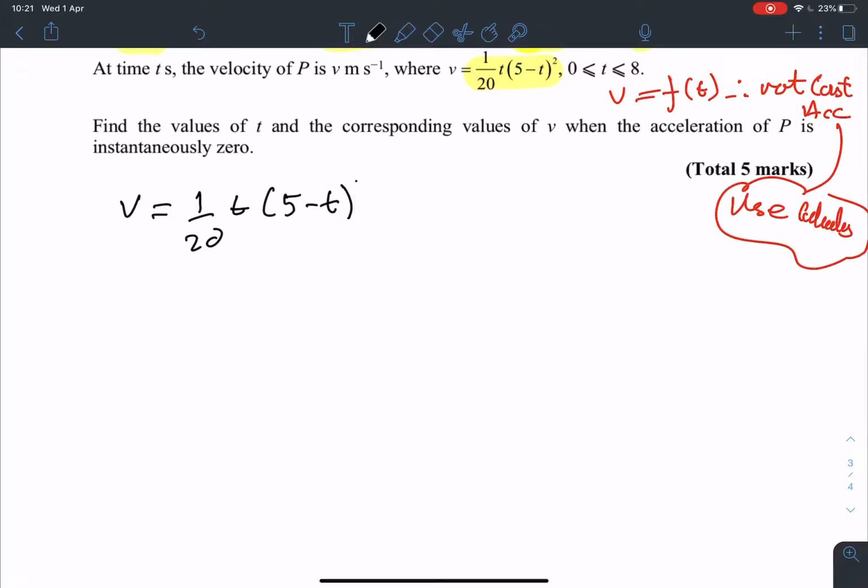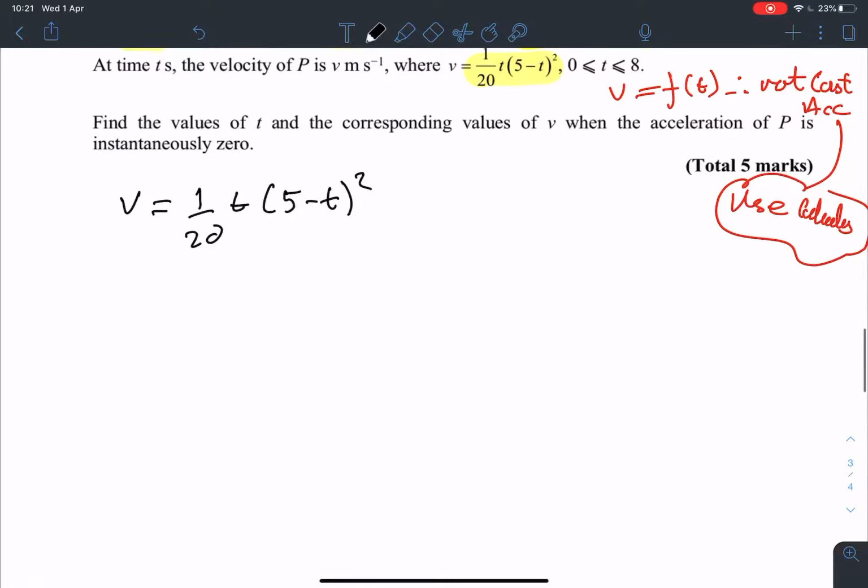5 minus t squared. Okay, now if we were in the calculus form, we need to expand that. So we get 1/20th of t times 5 minus t squared. So 1/20th of t, 25 minus 10t plus t squared. Expand it out.